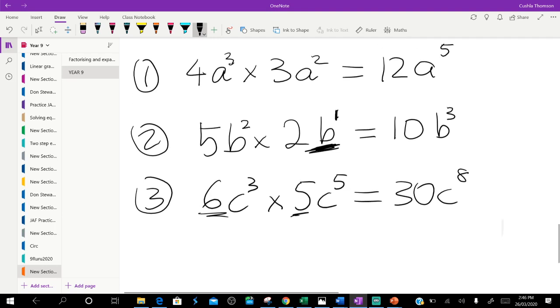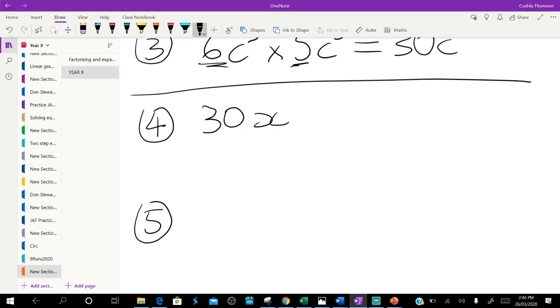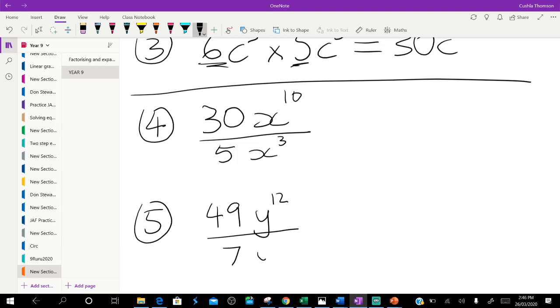Good, so that's multiplication. So the next thing we're going to do is something similar with division, right? So let's think about how this is going to go. It's going to be the same exact idea. So number 4 and 5, 30x to the power of 10 divided by 5x to the power of 3. So think about how we did the numbers when we were doing the multiplication, and then this one, 49y to the power of 12 over 7y to the power of 3.